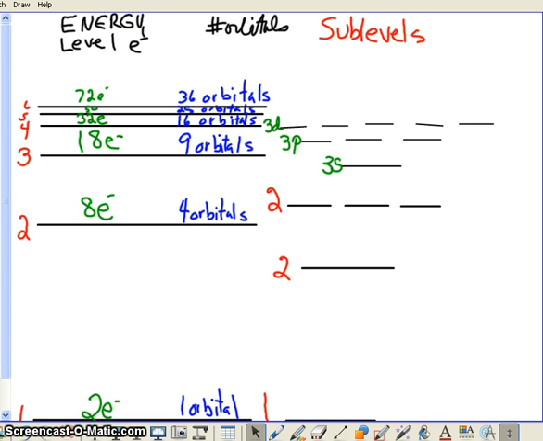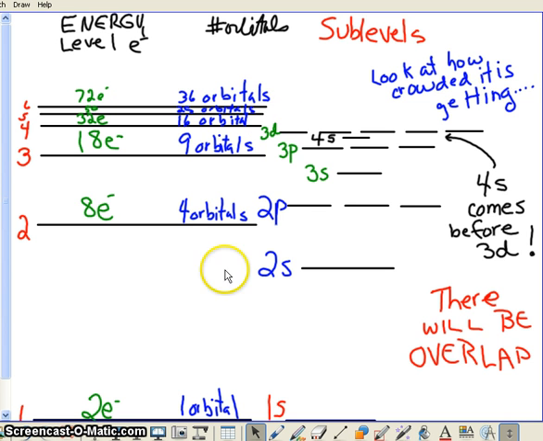Going back to our energy level diagram, 1s, 2s, 2p, 3s, 3p. Yes, there's 3d there, but notice something here. The 4s sublevel actually is lower in energy than the 3d. So what that means is the 4s will fill up before the 3d sublevel.